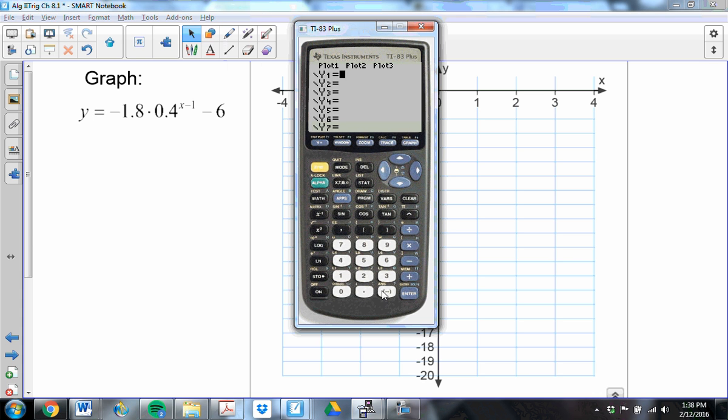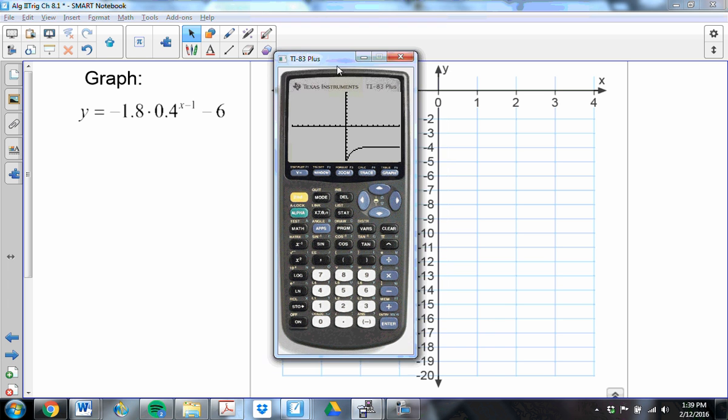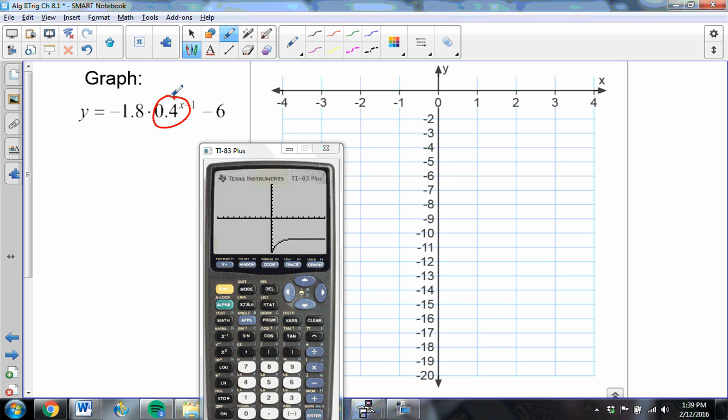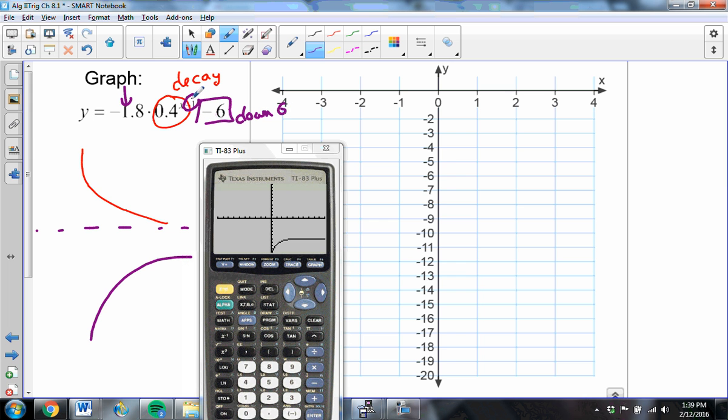I'm going to do -1.8 times 0.4 to the parentheses x minus 1 minus 6. So when I graph it, I get a pretty good idea of how it's going to look. Here, this is a decay function that's been reflected. Because b was less than 1, it's a decay, and decay usually looks like this, but because the a value was negative, it's reflected, so it's going like this, and then the whole thing was moved down 6 and right 1.